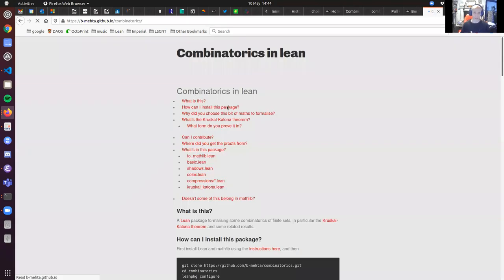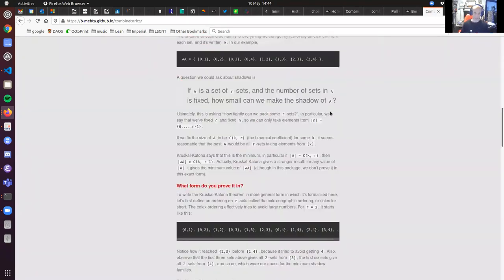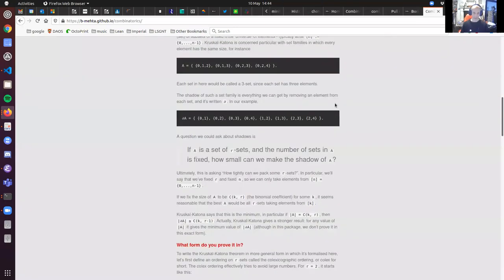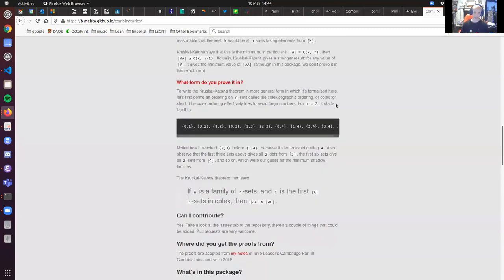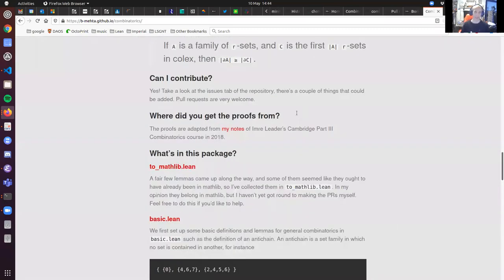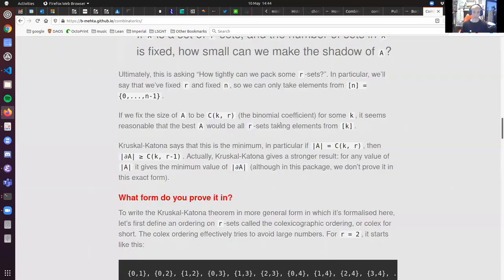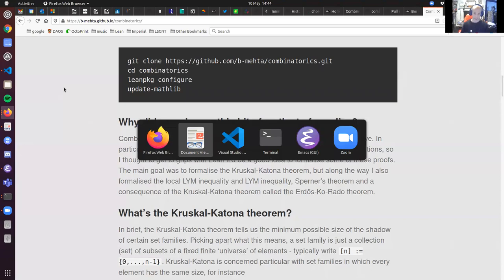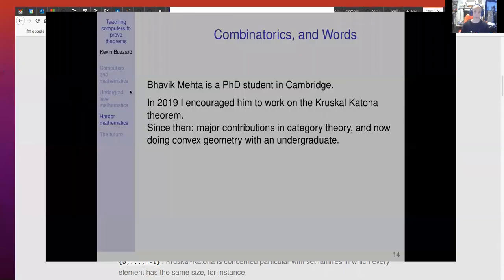Combinatorics in Lean. So here he wrote a really nice website explaining the statement of the theorem and explained all the lemmas he proved on the way. And there's a PDF that explains what's going on. But this is just some combinatorics of finite sets. And this was, for me, just more evidence that combinatorics is relatively straightforward to do in Lean, which I think is important, especially for people like you.